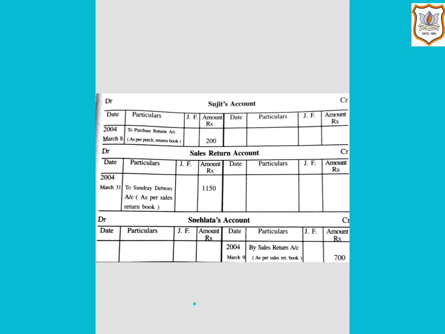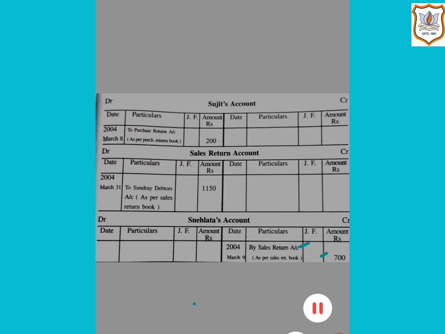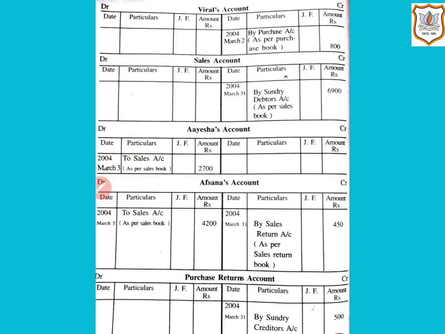Here it is debtor Snehalata. In Snehalata's account, we will record it on credit side. Here it is by sales return account. In particular column, we will write, and amount is 700. And let us see our another debtor who has returned goods to us, that is Afsana. So here also we will record it on credit side of Afsana's accounts 450. And in particular column, we will write the name of the account which has opposite effect by sales return account.